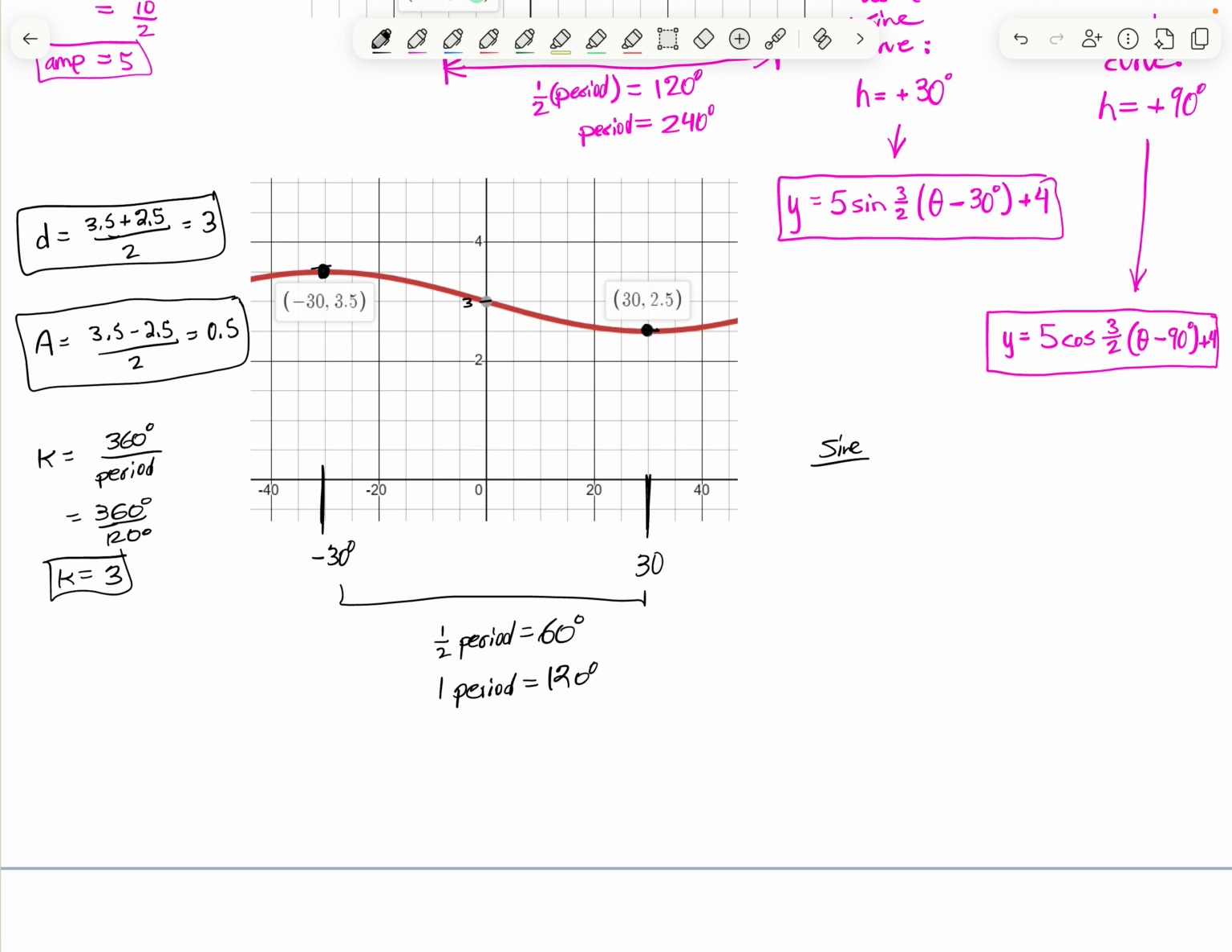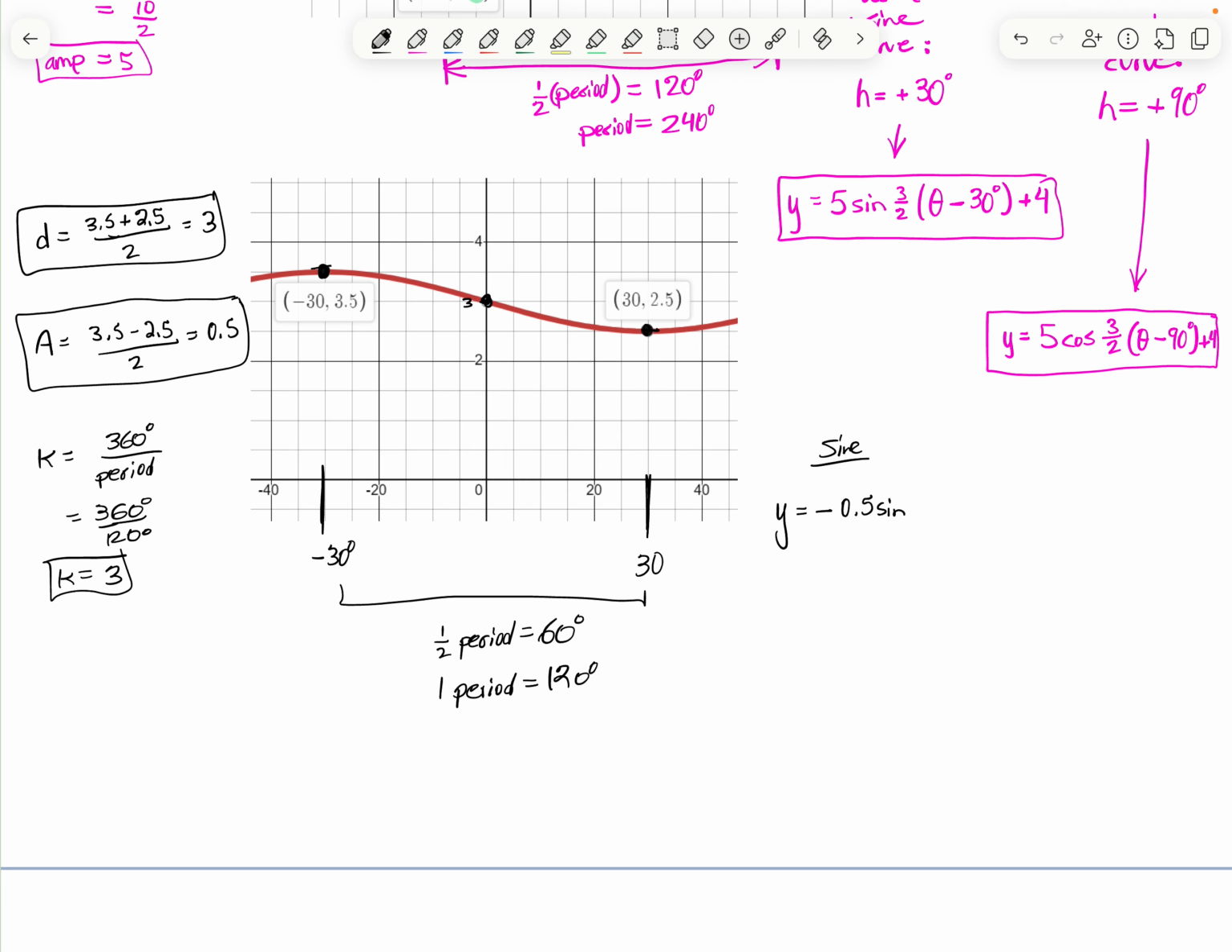I want to notice that the graph crosses the midline right here. So naturally across the midline. However, notice that unlike the other graphs, this one's actually going down. So the amplitude is going to be 0.5, but it's going to be reflected now. So negative, because it's going down. So it's going to be negative 0.5 sine.